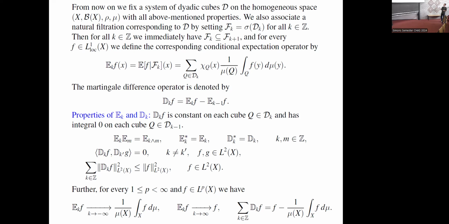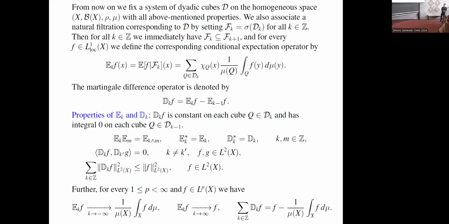On the other hand, if we consider a cube Q which is from generation K minus 1, then the integral, or the average, of their difference is equal to 0, because the integral over Q of E_k is just the integral of the original function f over Q, and the same for the other term. So we have two integrals over Q, so it's 0. Then, using the fact that this is a conditional expectation, we have this identity. In particular, it tells us that if we compose E_k with E_n, then we obtain E with the index which is the minimum of these two indices.